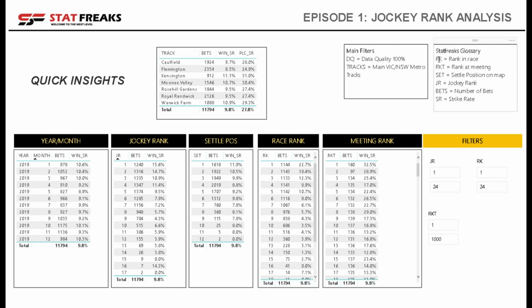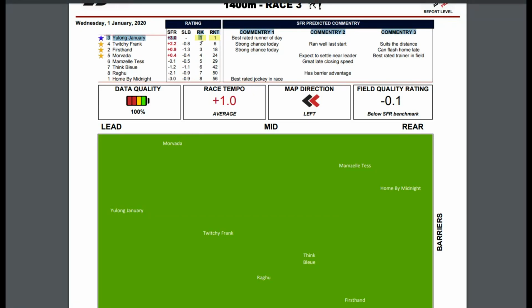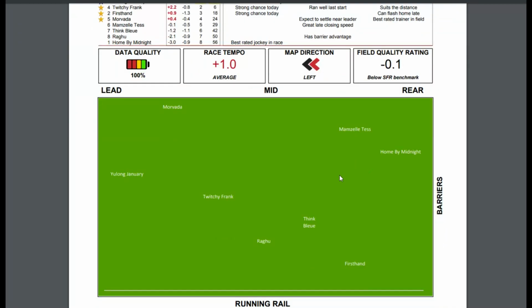In our glossary, the main variables we're exploring are the rank in the race, the rank at the meeting and the settling position. So once again, what we ranked the horse in the race, what we've ranked it across the entire meeting, and then the settling position is where it settles on our map.